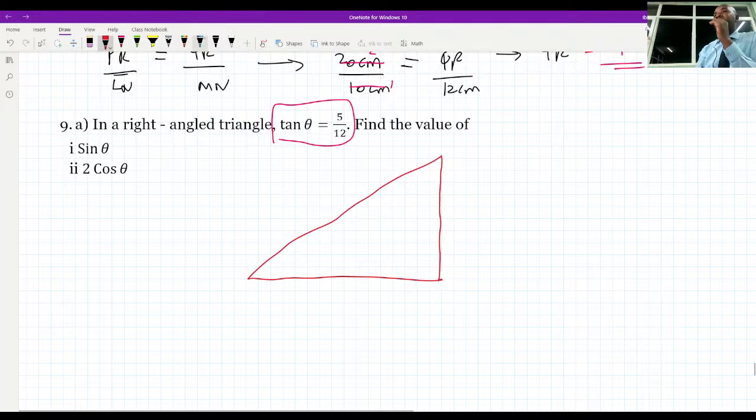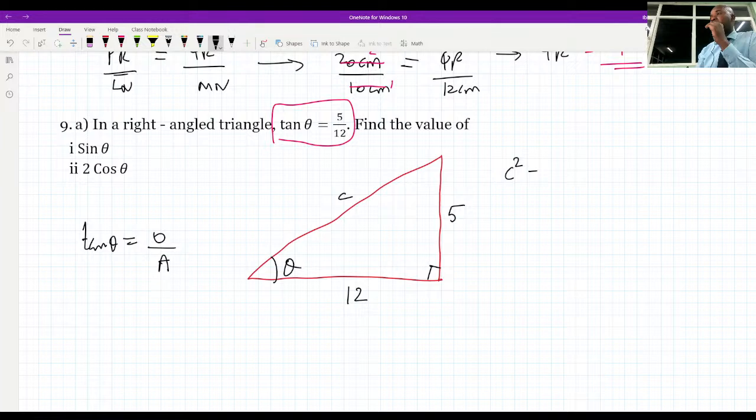So this is our right-angled triangle. You have 90 degrees, and this is angle theta. Tan theta is opposite over adjacent. So tan theta, opposite being 5 over adjacent side 12. We'll be looking for this side here, C.